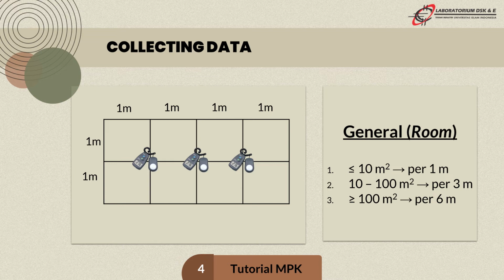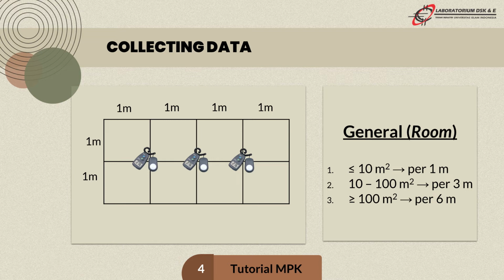Then measure according to the classification as shown in the PPT, and the instrument is placed at each intersection point. After all points are measured, they are averaged to find out the amount of lighting in the room. The specified distance is different based on the area of the room, as follows.